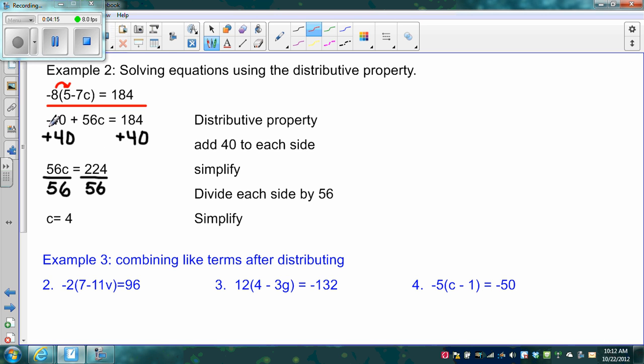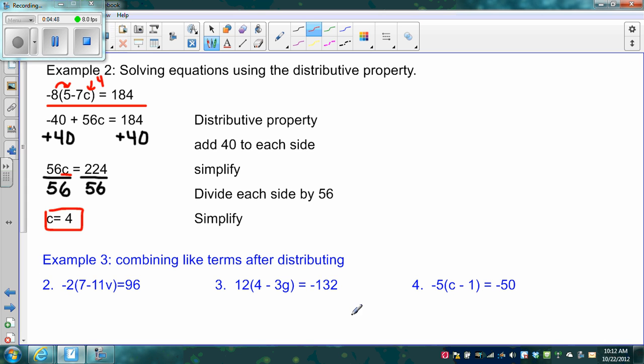Then we want to get rid of this -40 first, because it's further dissociated from the c, or from the 56c. So plus 40 to each side. Then we can simplify, so you get 56c equals 224. But we want the c alone. That's the goal. So divide both sides by 56 to get c equals 4. Remember, you can also go back and check this. So now plug 4 in here for c, and make sure you still get 184 on both sides.